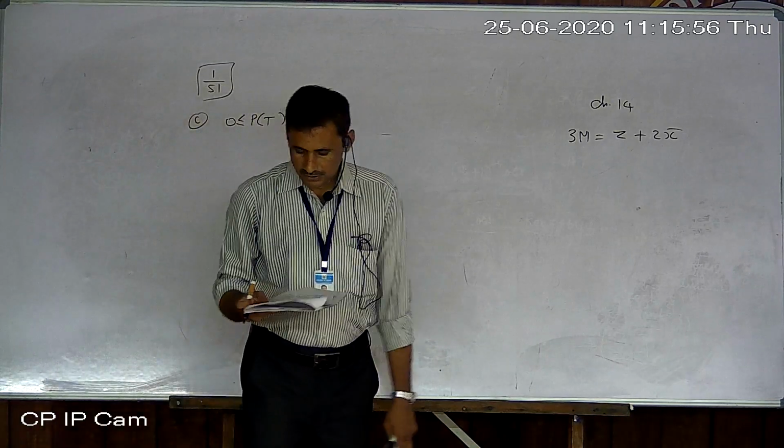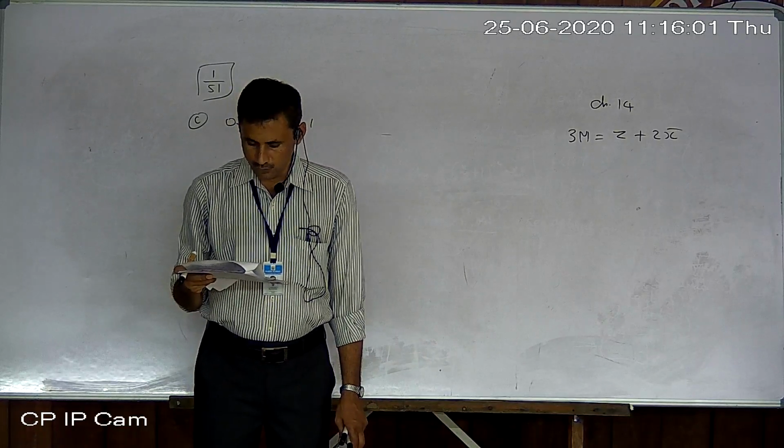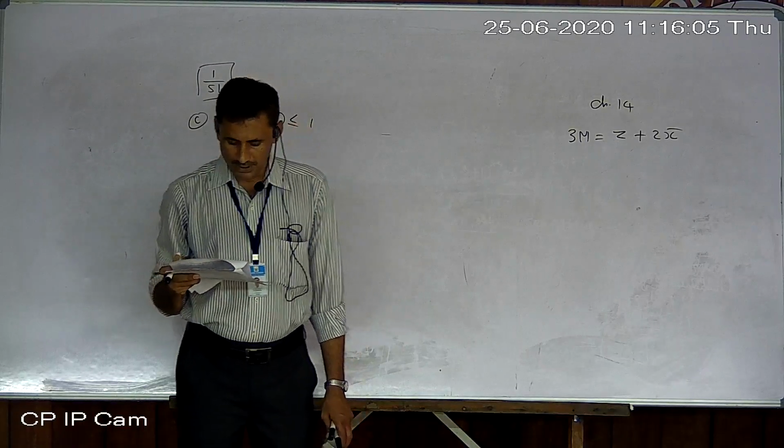Number 3. That is simple only. We have already gone through these types of sums. 4, 5. Okay. Number 6. P of A is 0.8.